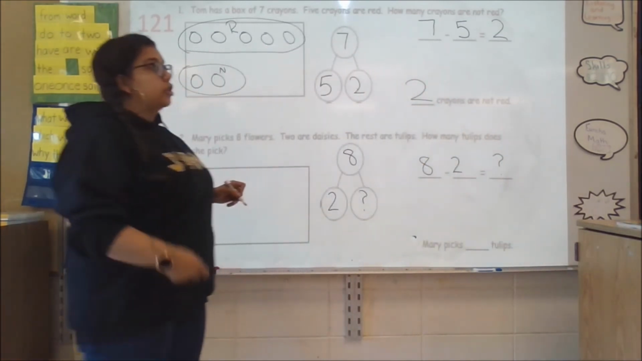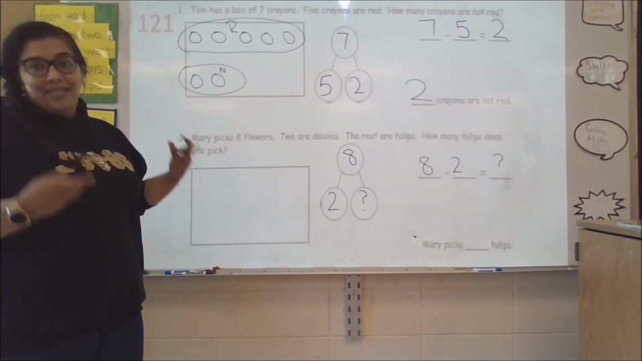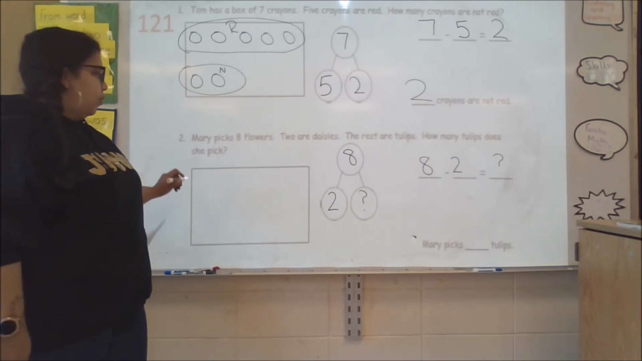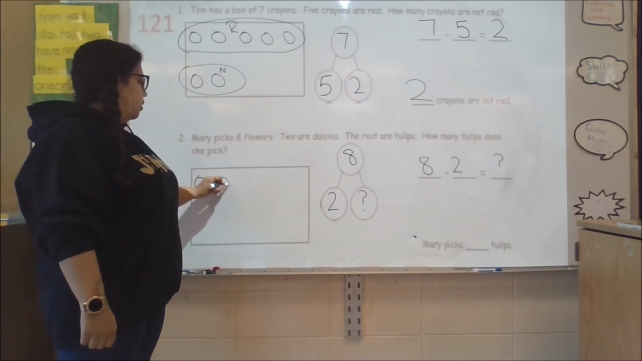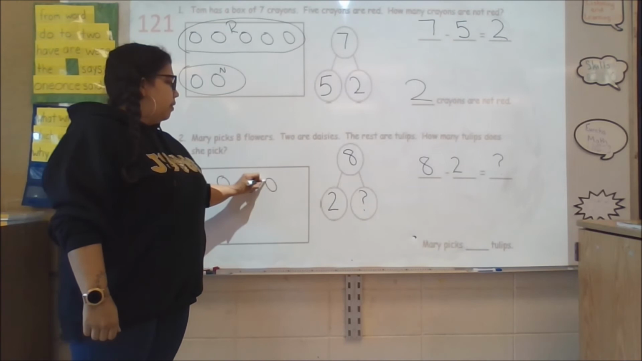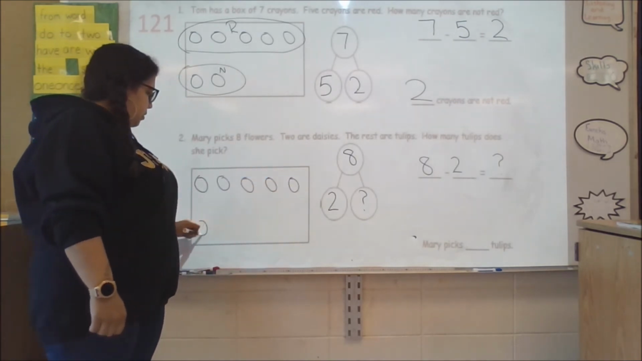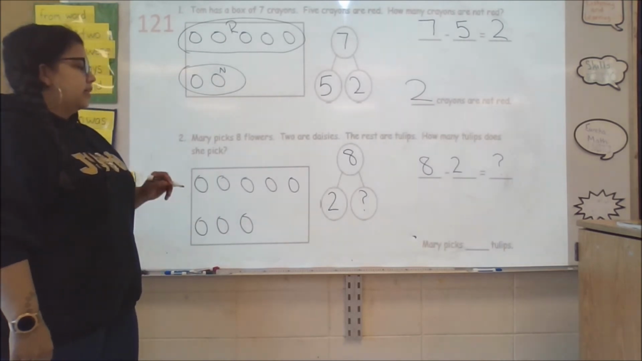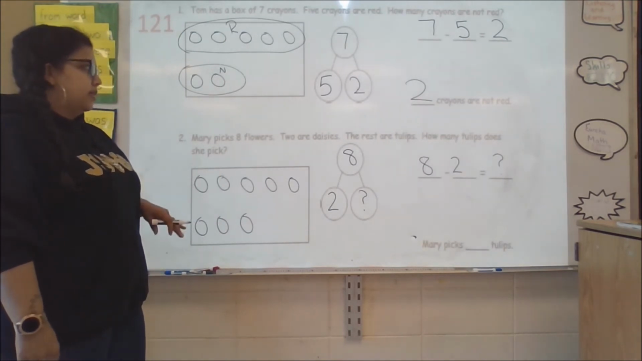Let's draw our picture. Remember, we're drawing circles to represent these objects. We're not in art class. We're not going to sit here and draw tulips and daisies. We are going to draw circles. 1, 2, 3, 4, 5, 6, 7, 8. Alright? Yes, 8. And we know that 2 are daisies.